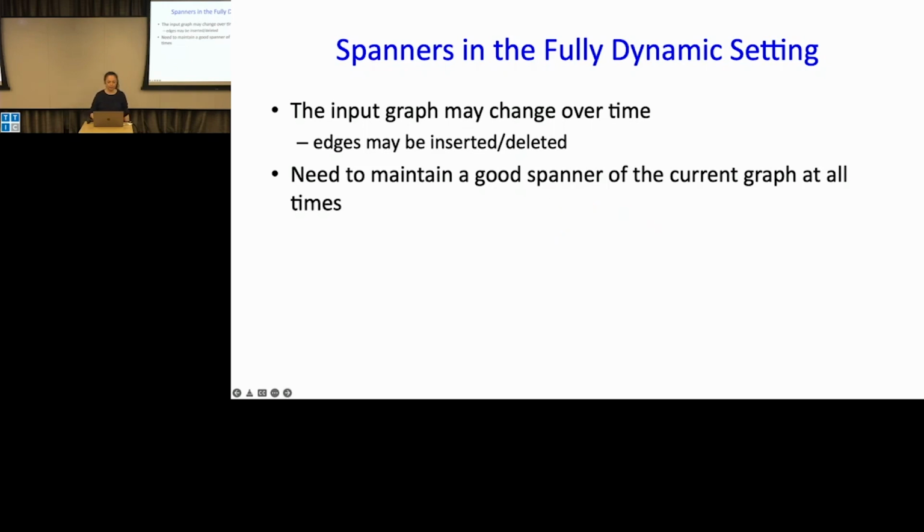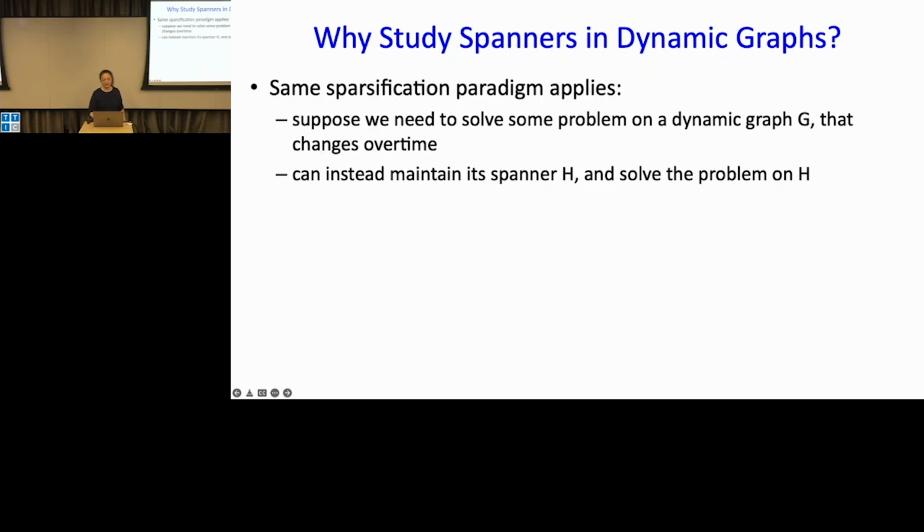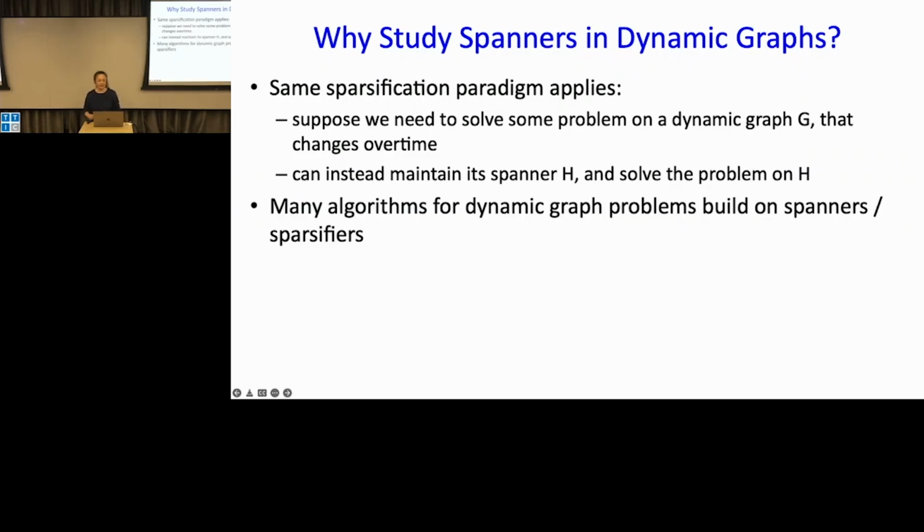Now, why would we want to study spanners in dynamic graphs? The reason is the same as for static graphs, because we can use exactly the same idea. If I want a fast algorithm for a problem on a dynamic graph, I can maintain a sparse spanner or a sparsifier for that graph and then apply the algorithm to the spanner and not the original graph. So as long as I can maintain the spanner efficiently, this is good.